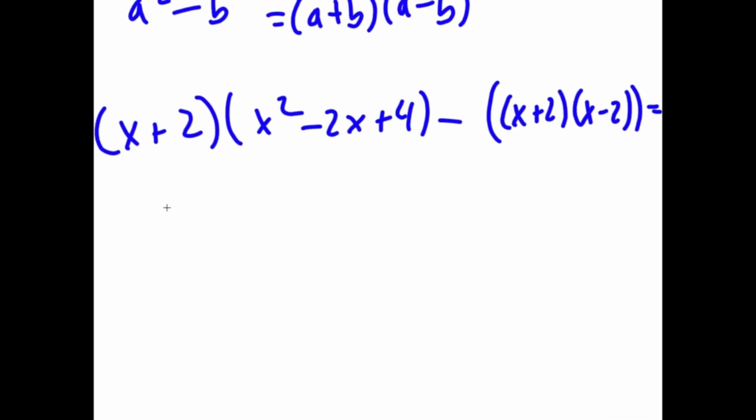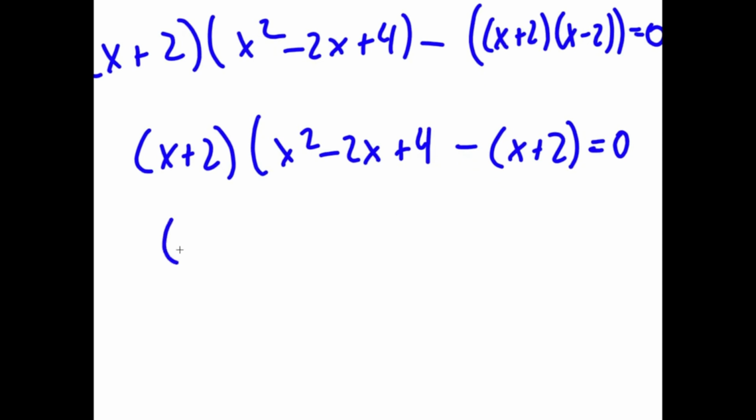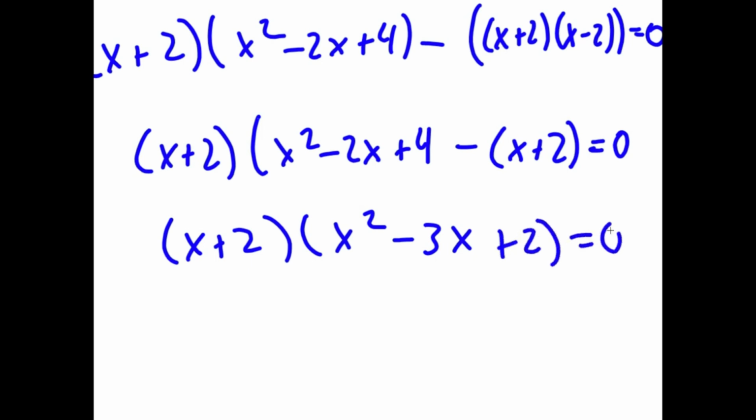From here, I can factor out x plus 2. So I get x plus 2 times x squared minus 2x plus 4 minus x plus 2 is equal to 0. And if I simplify this, I get x plus 2 times x squared minus 3x plus 2 is equal to 0. Sorry, minus 3x plus 6 is equal to 0.